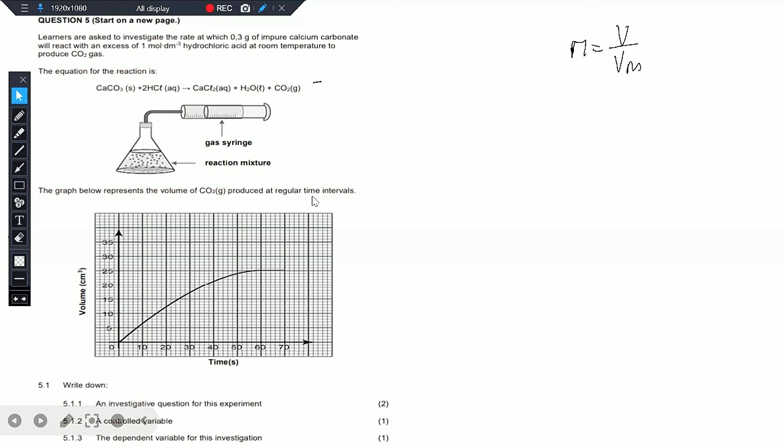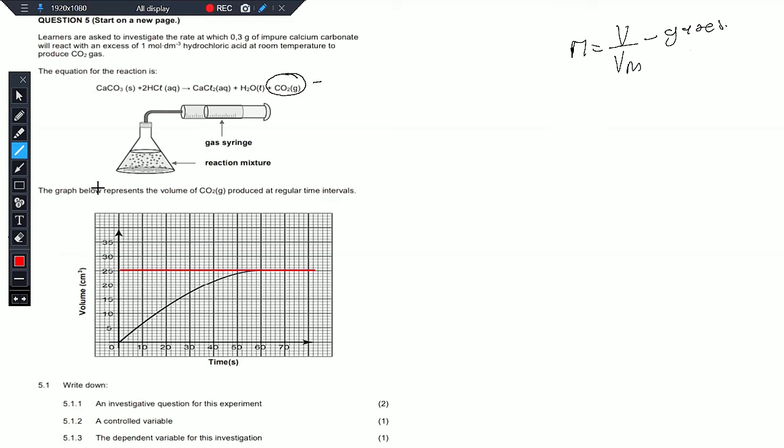Okay, so note that the graph here, they say, represents the volume of carbon dioxide produced at regular time intervals. Remember, we said the way in which we are able to find conclusions on the reaction rate is by looking at the amount of volume of gas that has been collected. It is the only way to tell about the reaction rate here. So the only gas that we have is carbon dioxide, and this formula only works for gases.